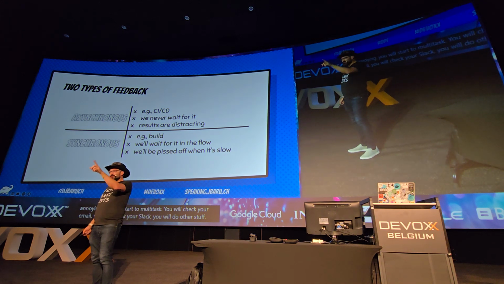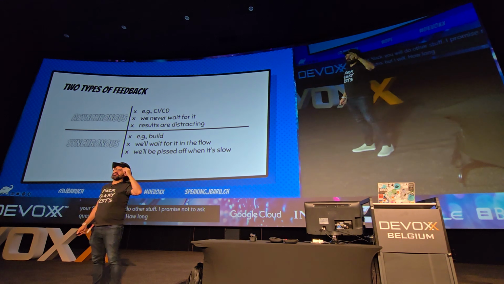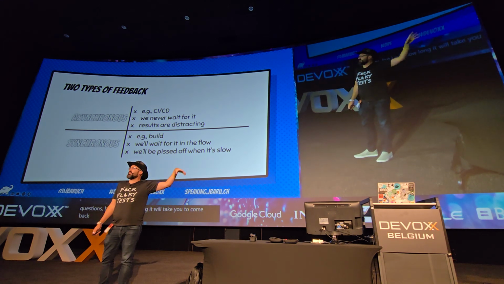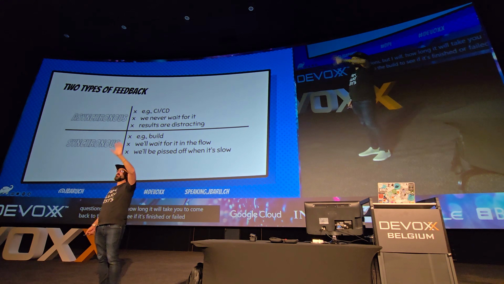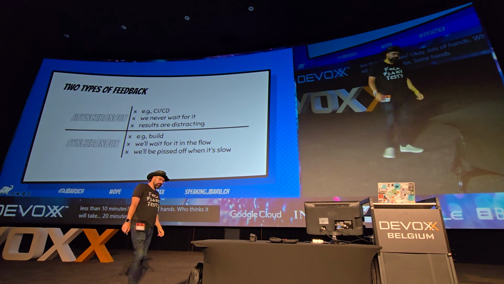I promised not to ask questions, but I will. How long will it take you to come back to the build to see if it finished or failed? Who thinks less than 5 minutes? A couple of hands. Who thinks less than 10 minutes? Okay, lots of hands. Who thinks it will take 20 minutes? Some hands. All right, so I have bad news for you.